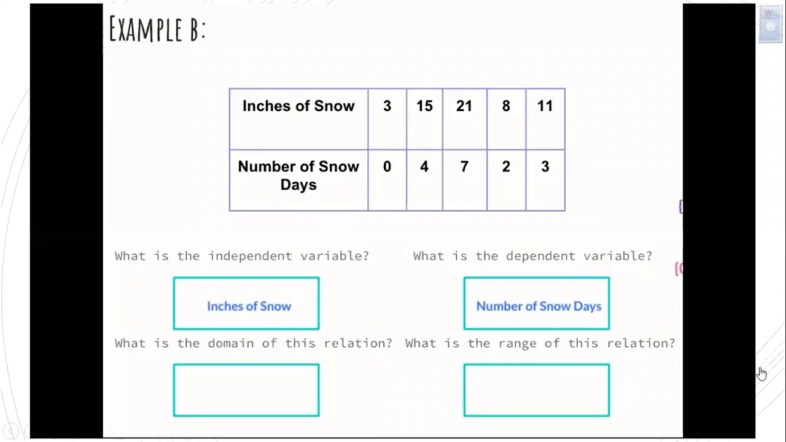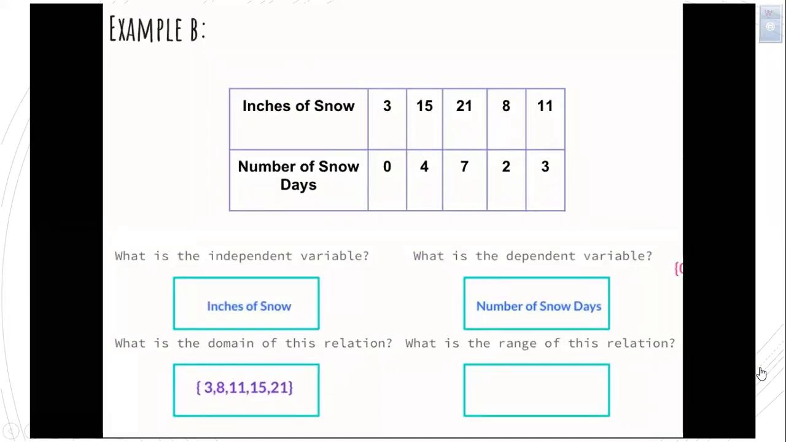Now, the second part of our problem asks for the domain and range of this relation. So again, I'm going to be writing down all of the values, because when we're talking about the domain, we're talking about all the x values. When we're talking about the range, we're talking about all the y values. So I'm going to be writing down all the x values that come with the independent variable, and that's going to be right here: 3, 8, 11, 15, and 21.